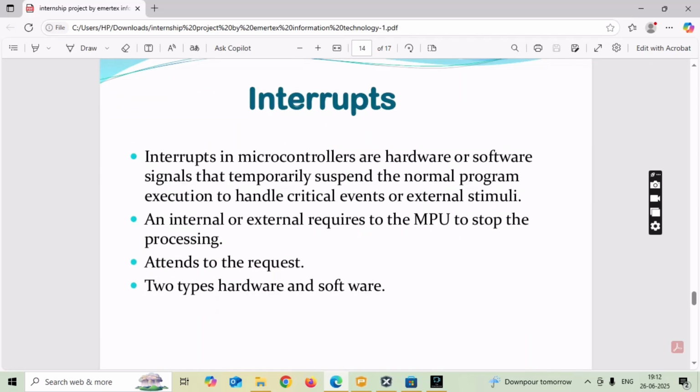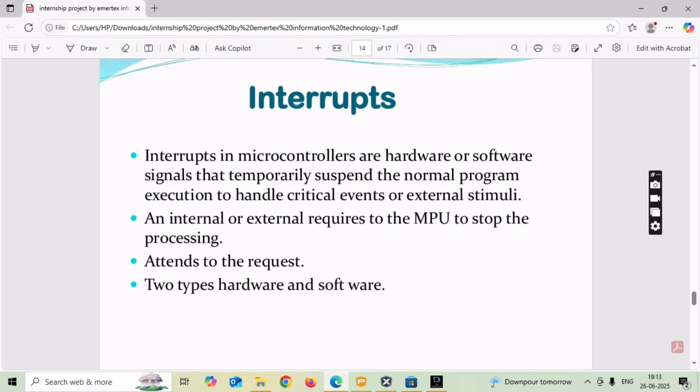Then in this slide we can see interrupts. What are interrupts? Interrupts in a microcontroller are hardware or software signals that temporarily suspend the normal program execution to handle critical events or external stimuli. An internal or external request to the MPU stops the processing and attends to the request. There are two types of interrupts, which are hardware and software.